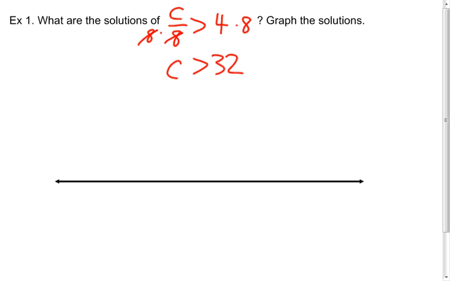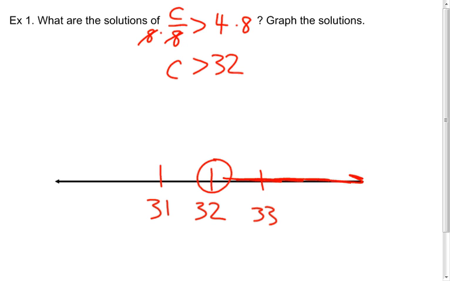I need to graph that. My number is 32. I need a number on each side. There's no equal part, so I have an open dot. My variable's on the left, so I do what the arrow tells me. The arrow points to the right, so I shade to the right. Okay.